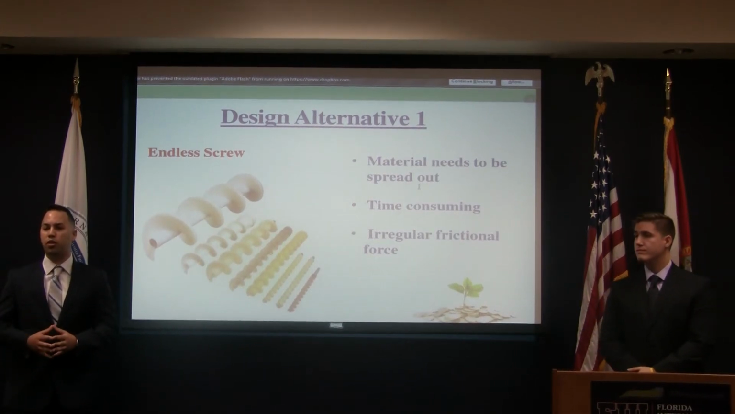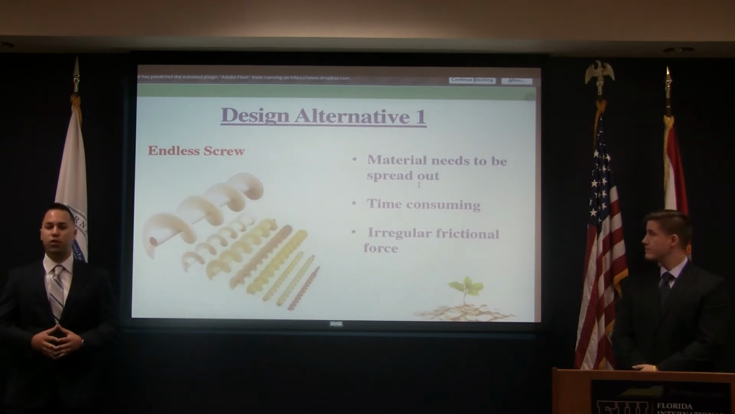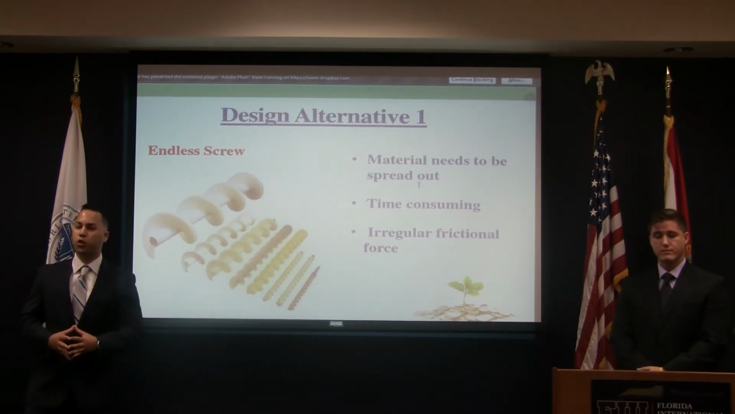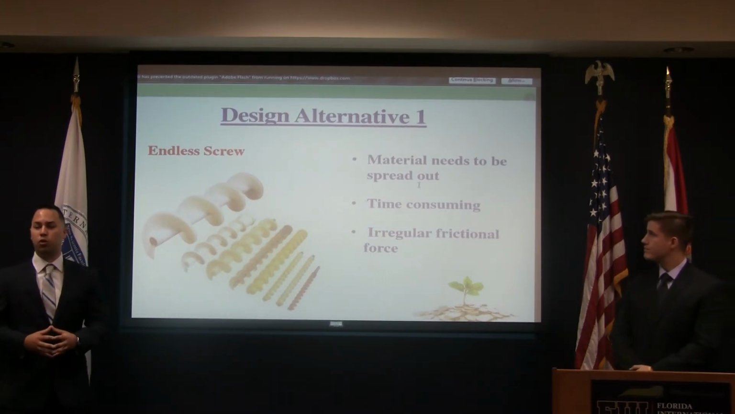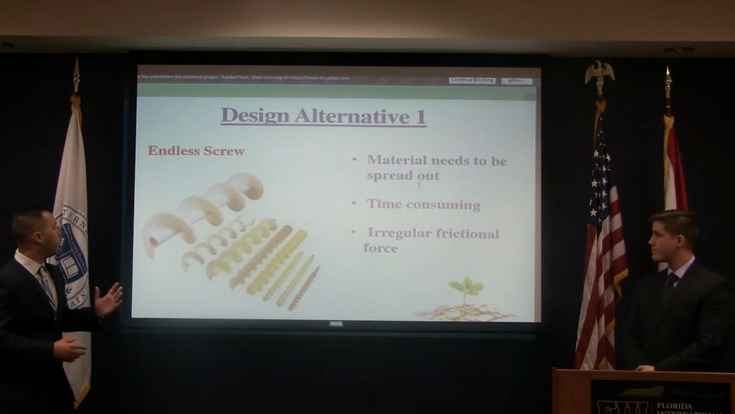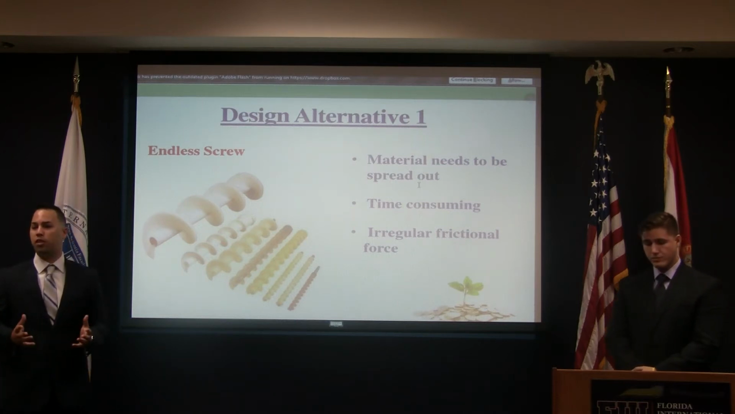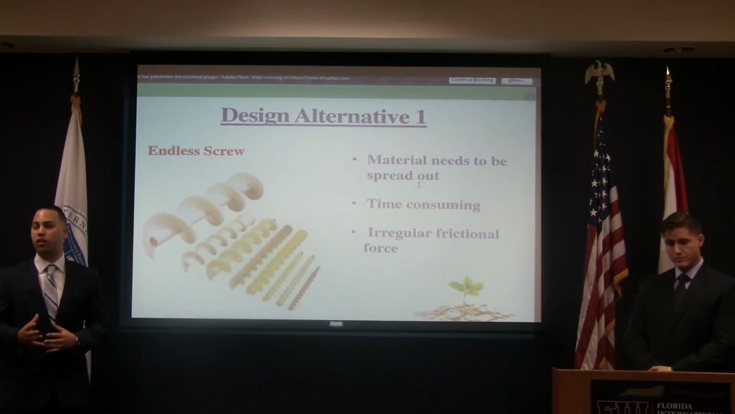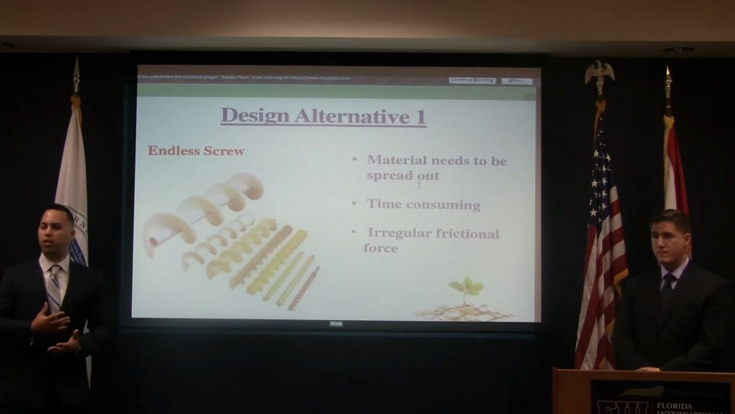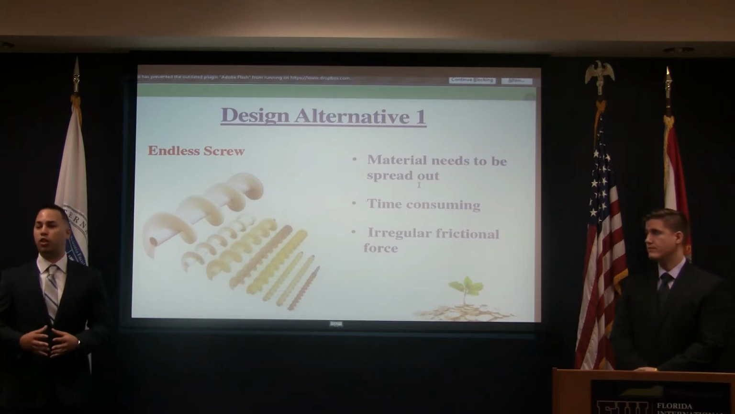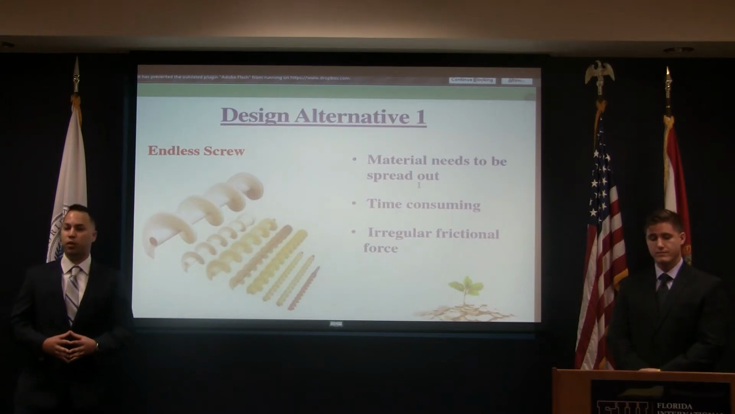The first one is going to be the one that provides frictional force. The second one is going to connect the materials, and the last one is the structural design. Initially, for our first design alternative to provide frictional force, we wanted to use an endless screw design. We didn't end up using it because its irregular shape didn't provide optimal frictional force. Also, after the material went through the system, it had to be sprayed out, and this is time consuming.